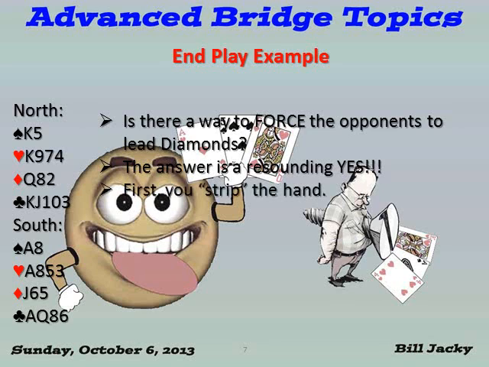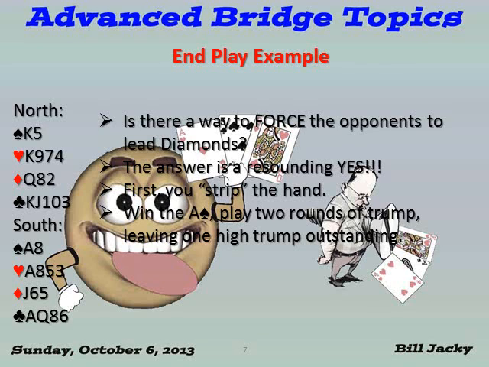First, you strip the hand, or you eliminate the side suits. Win the ace of spades, play 2 rounds of trump, pulling trump, and there's 1 trump outstanding, the queen or the jack, let's say. You're going to lose that trick eventually, but you don't force it out now. What you do now is cash the king of spades.